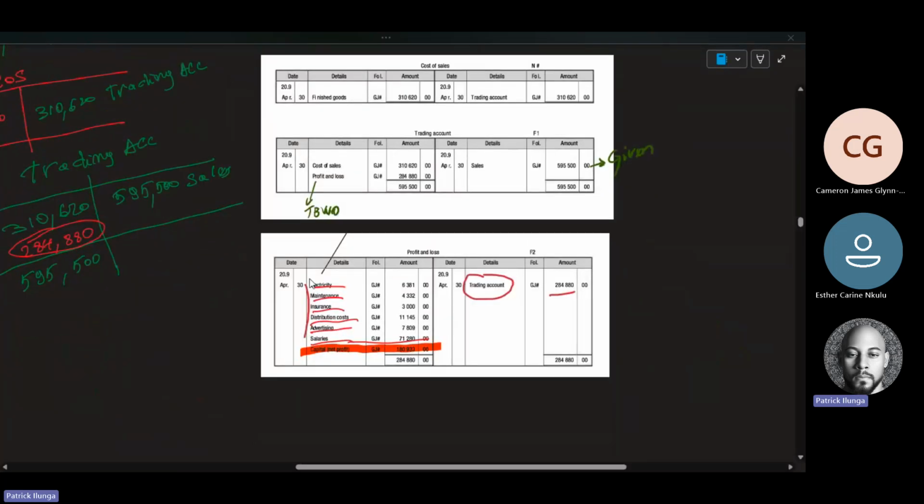And I repeat again, you are seeing those things: electricity, maintenance, insurance. And you say, wait a minute, Patrick, but these are overheads. What are they doing here? Why do we need to minus them again? No. So I explain, especially in the lecture, that yes, they are overhead, but they are non-manufacturing overhead.